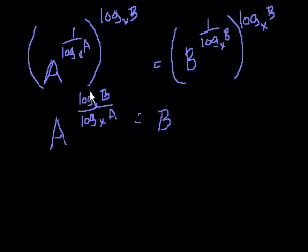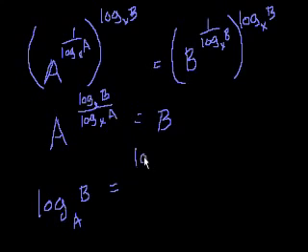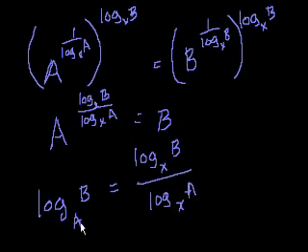Now let's write this entire thing as a logarithm. a to this thing is equal to b. That's the exact same thing as saying that the logarithm base a of b is equal to the log base x of b divided by the log base x of a. This might seem confusing and daunting, but we're actually going to do a lot of examples of this.